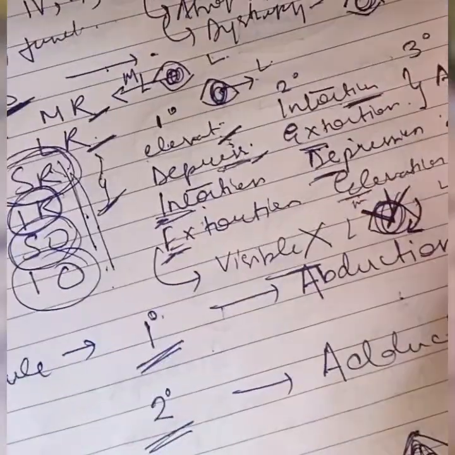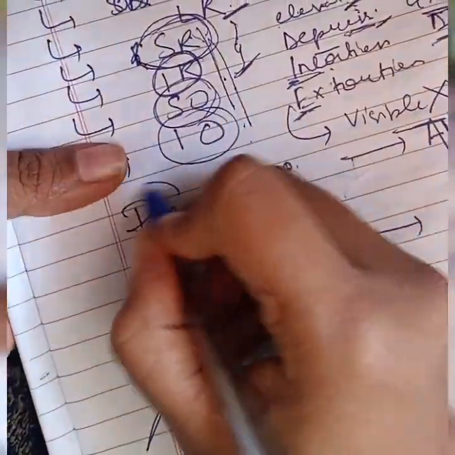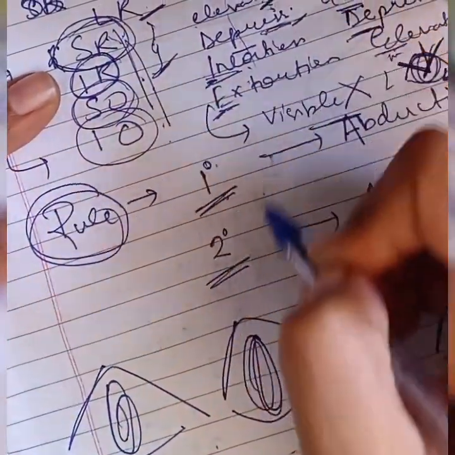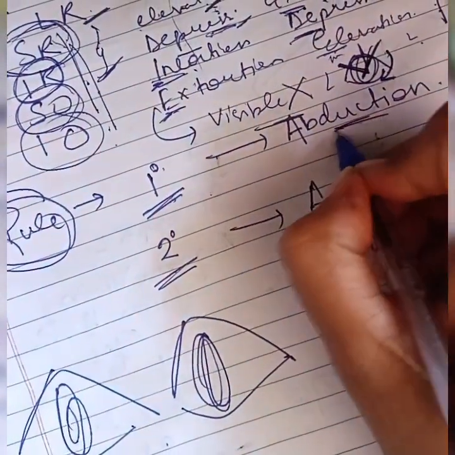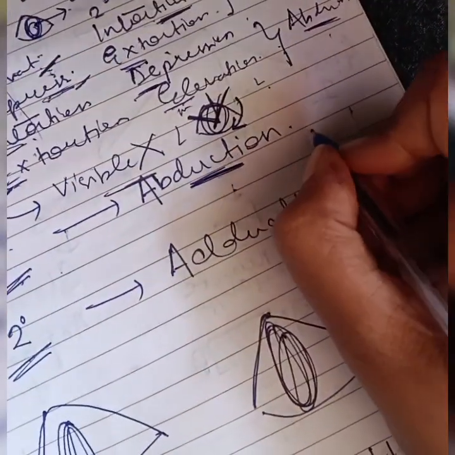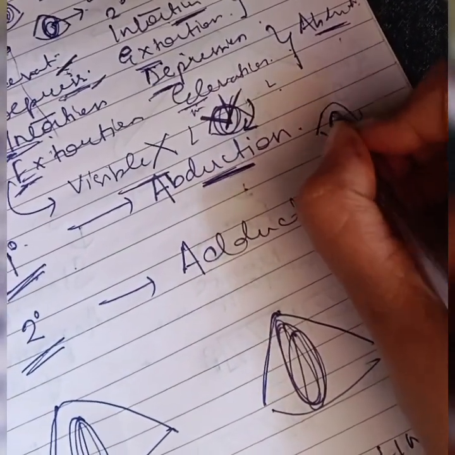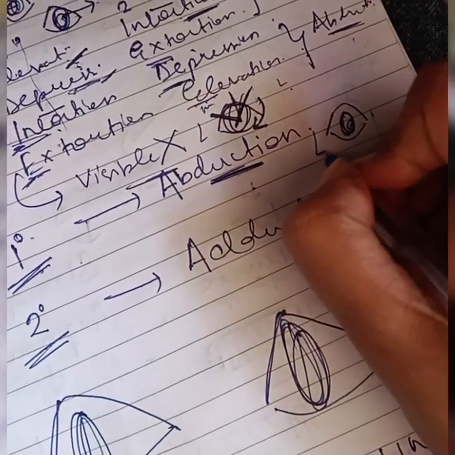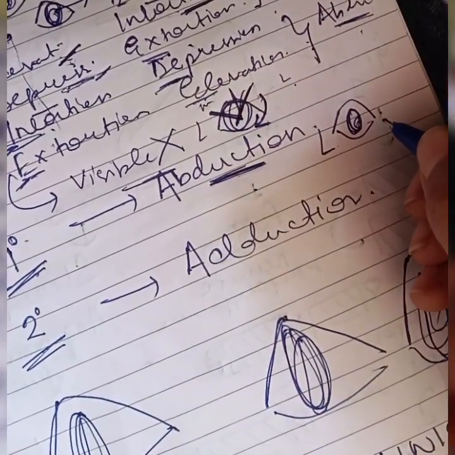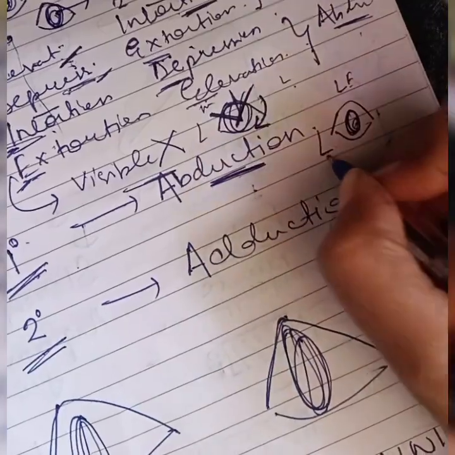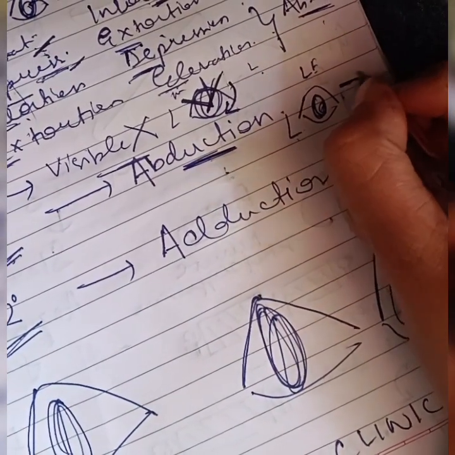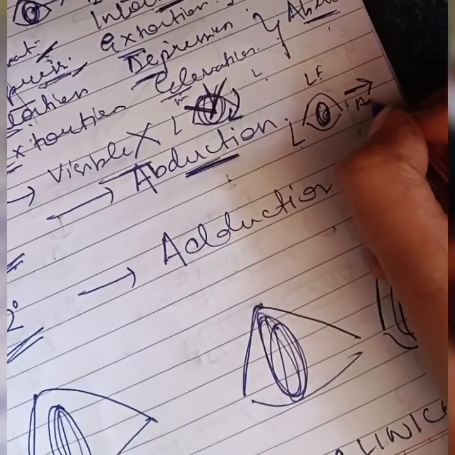So all of these are your anatomical actions. Now the rule for clinical action is that all your primary anatomical actions would be seen when there is abduction of the eye. What is abduction? If this is the eye, and let's say this is the right eye, and this is your nose, and this is your left eye, and this is your nose, and it's pointing towards this side, so this is your abduction.